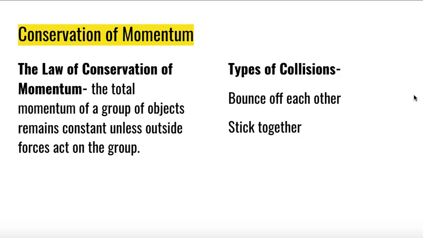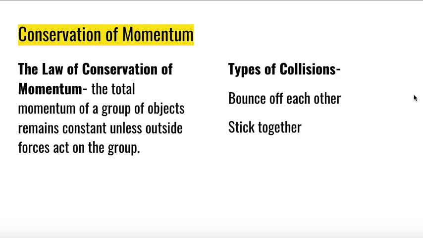According to the law of conservation of momentum, the total momentum of a group of objects remains constant unless outside forces act on the group. The moving cue ball and the other billiard balls in Figure 13 are a group of objects. The law of conservation of momentum means that the collisions between these objects don't change the total momentum of all the objects in the group.